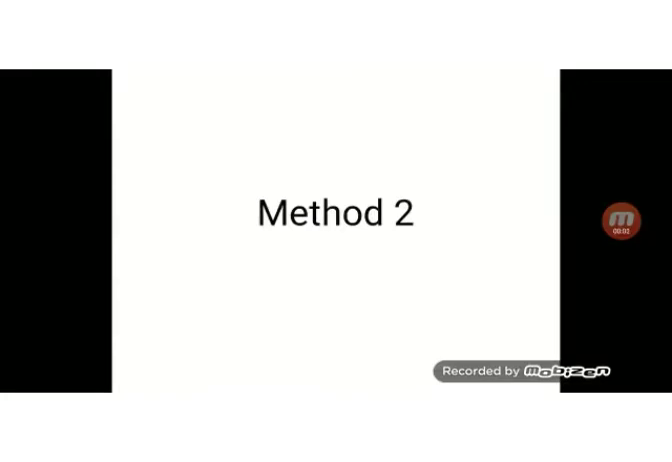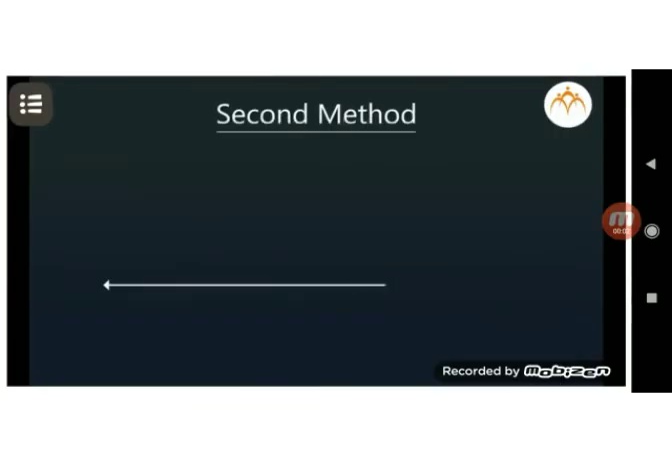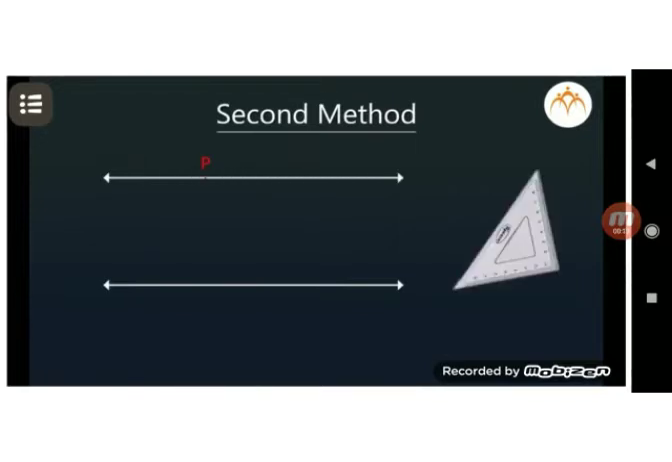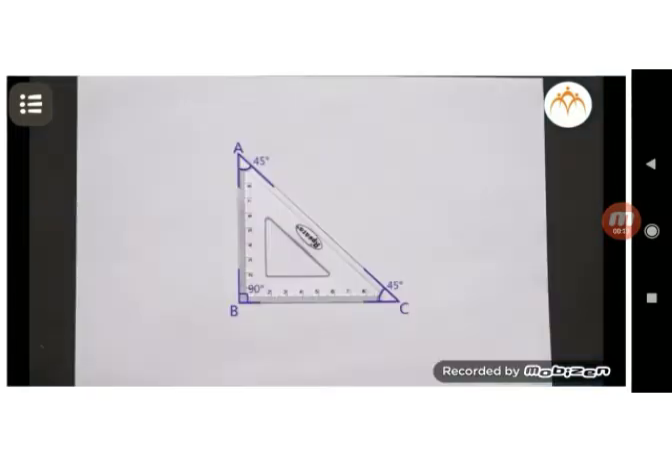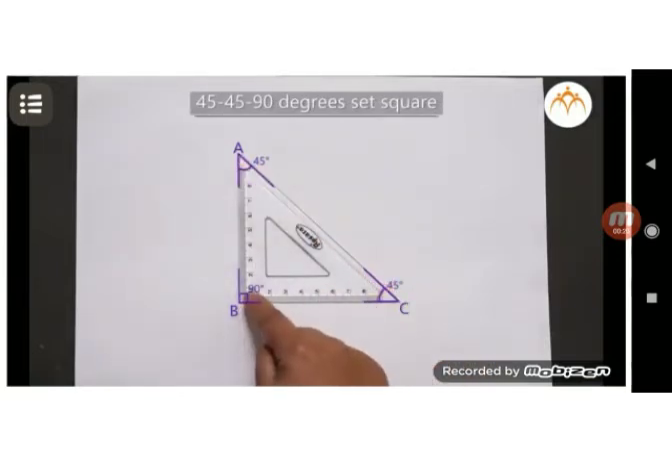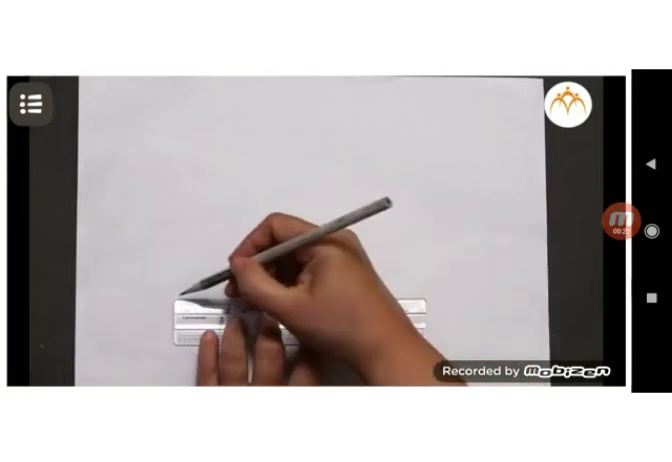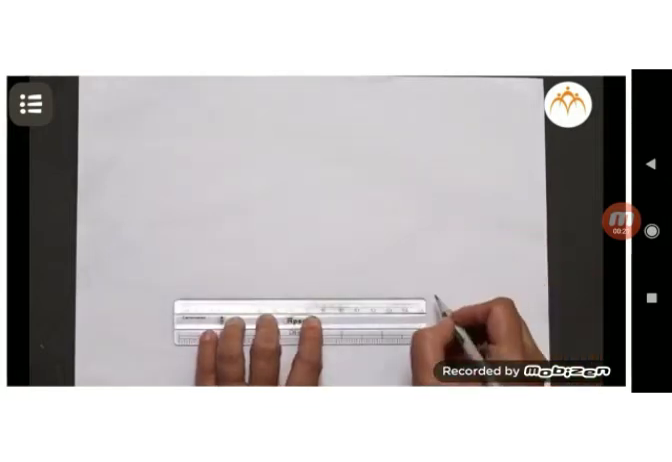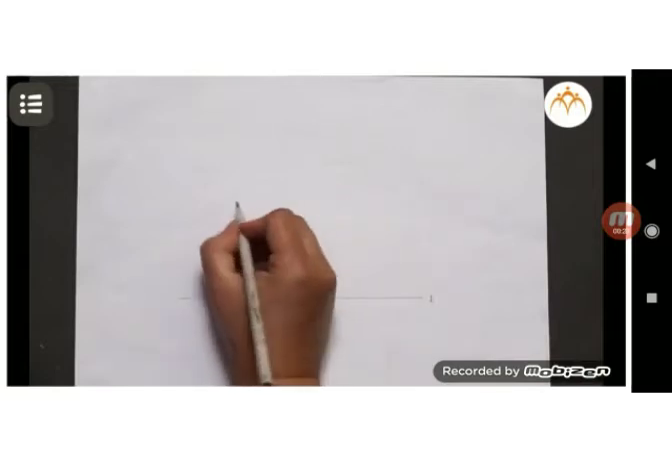Students, there is another method to draw a line parallel to the given line through a point outside the given line. Let us learn another method to draw a line parallel to the given line through a point outside this given line using a single set square. Let us use this 45, 45, 90 degrees set square for our construction. Let's draw line L by using pencil and ruler. Let us take a point P outside the line L.